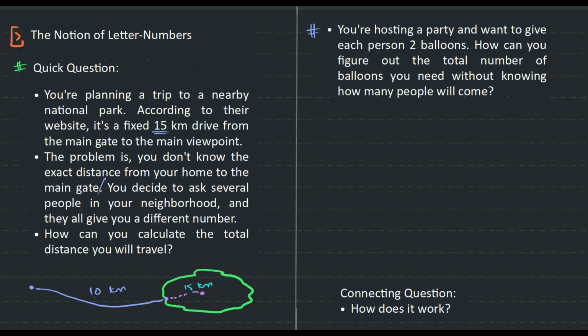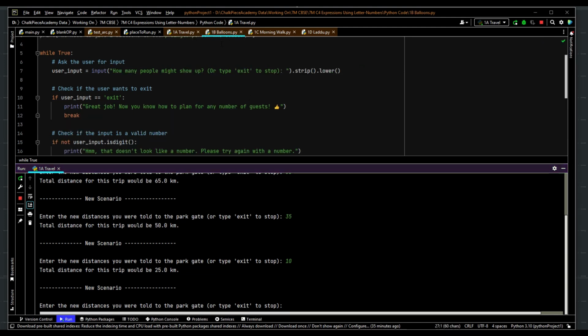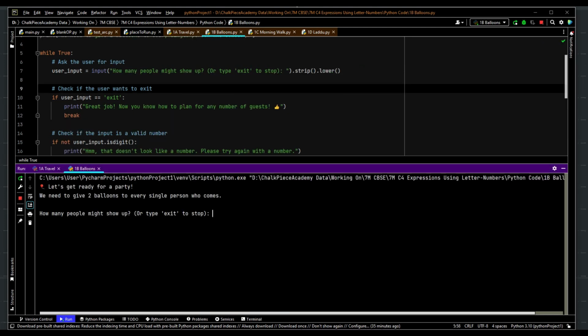So forget about all of that. Just think about this. How will you figure out the total number of balloons you will need? Now, if we happen to get, say, 10 people, I know that 10 kids are coming. So how many balloons do we need? Correct, 20 balloons, right? Because each person will get 2, so 10 into 2.